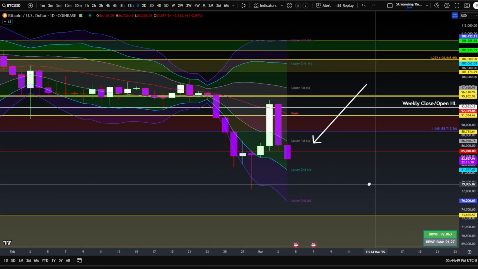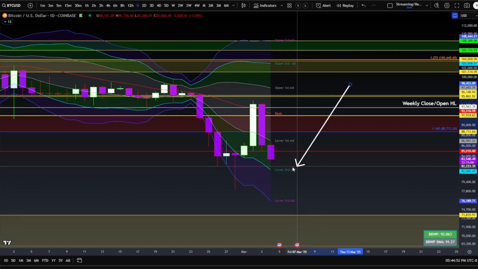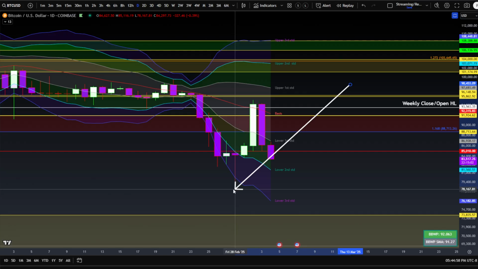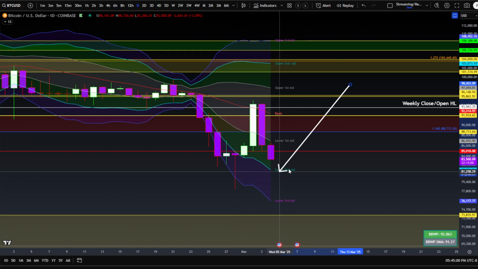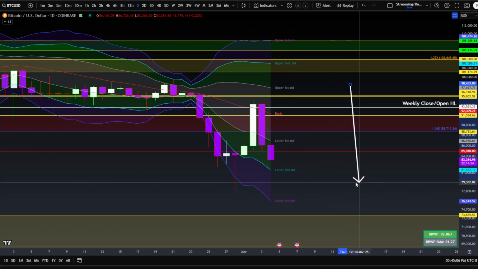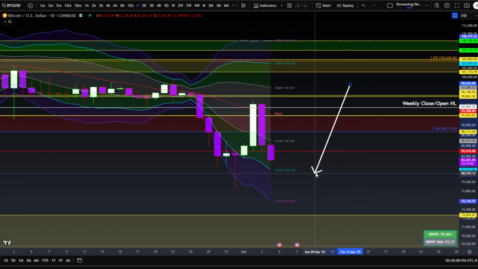So is this continuation? I'd pay very close attention to 80 to 82,000. And then obviously any drop of that 78,167, we're starting to look down, $76,000, $75,000 and lower, in towards that prior range high area.